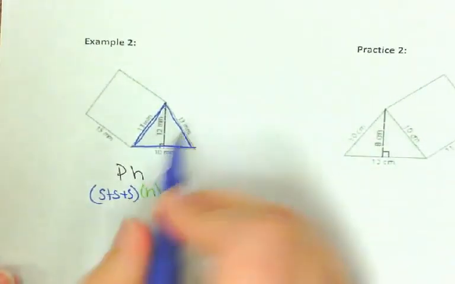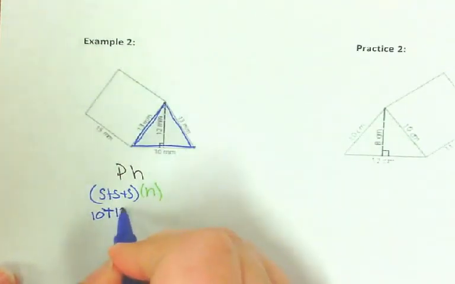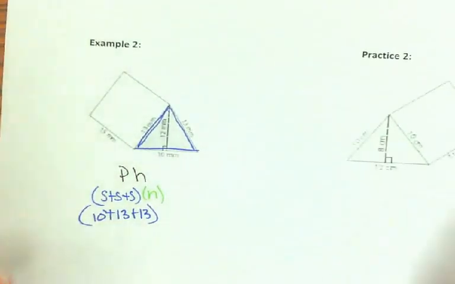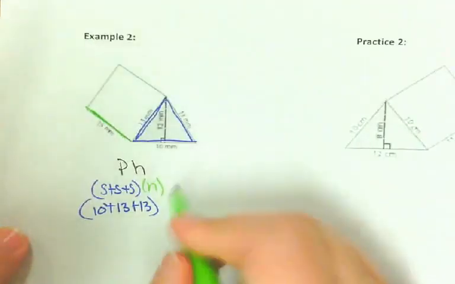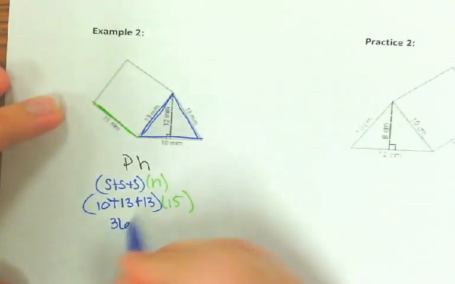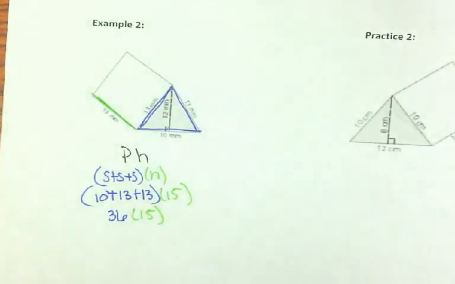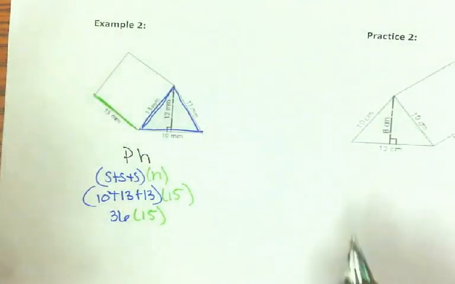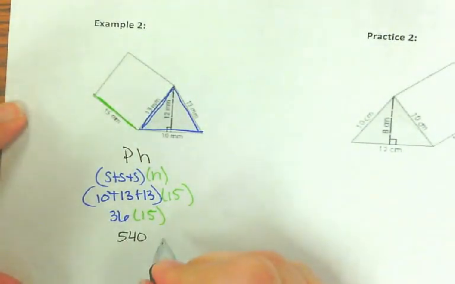So on our triangle, we have a base of 10 plus a side 13 plus 13. And then our height is going to be that distance between the two triangles. So times 15. So 10 plus 13 plus 13 is 36. And we have 36 times 15. And then 36 times 15 is 540 millimeters squared.